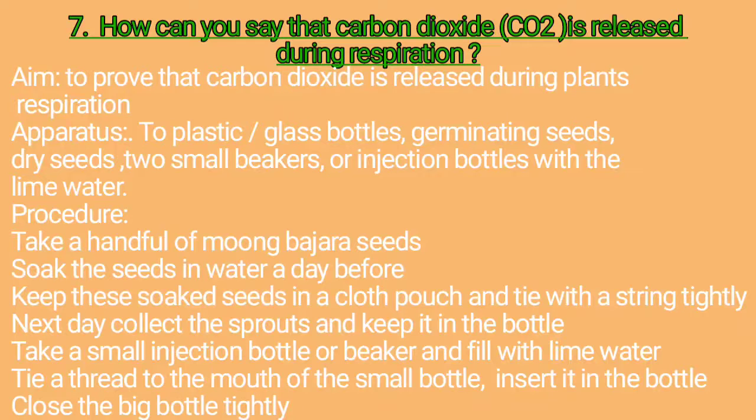Soak the seeds in water a day before. Keep these soaked seeds in a cloth pouch and tie with a string tightly. Next day, collect the sprouts and keep them in the bottle. Take a small injection bottle or beaker and fill with lime water. Tie a thread to the mouth of the small bottle, insert it in the bottle.